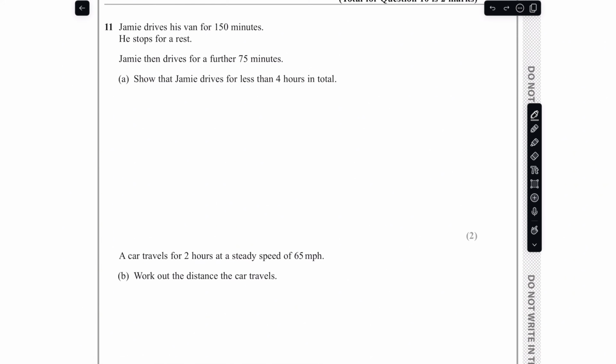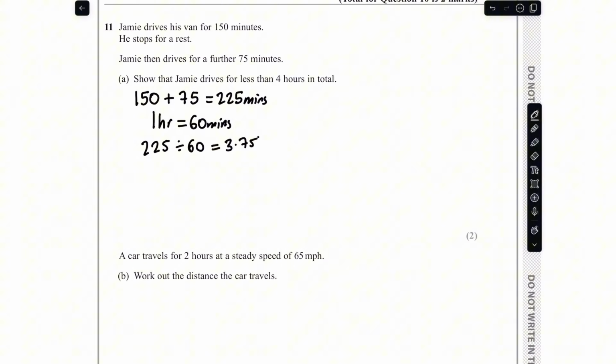So the total journey time will simply be 150 minutes plus 75 minutes, and that equals 225 minutes. And given that 1 hour is the same as 60 minutes, we need to divide 225 by 60 to convert our minutes into hours. So 225 divided by 60, and that equals 3.75 hours, which is clearly less than 4 hours. So we have shown that Jamie drives for less than 4 hours in total.